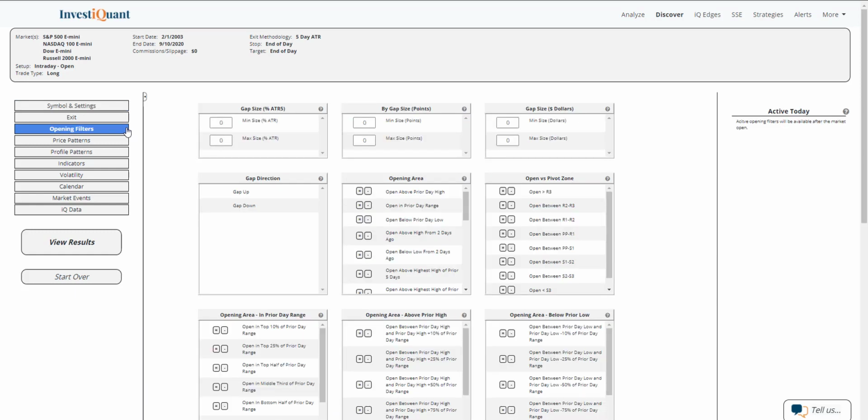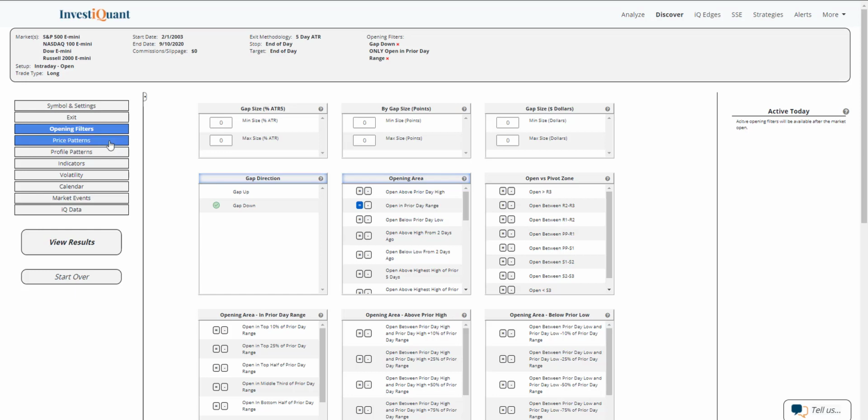For opening filters, we are currently trading down in the overnight session following that rally yesterday. And we're trading down, but within the prior day's range. So I'm going to use a gap down within the prior day range. So those are two separate filters, one for gap direction and then one for opening area. So you can gap up or down in the prior day range. We are trading lower than the prior day close, so that would mean currently we are looking like we'll gap down in the prior day range.